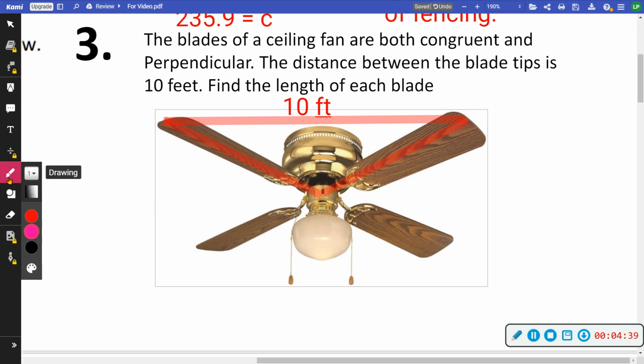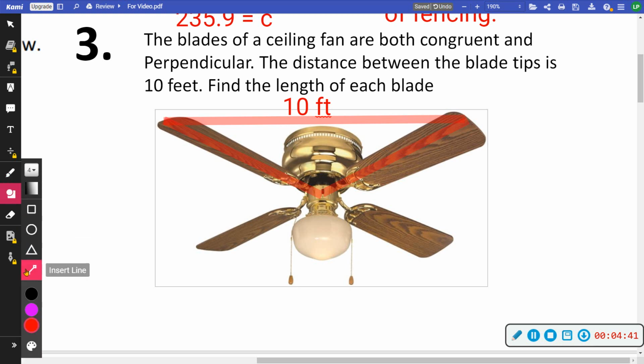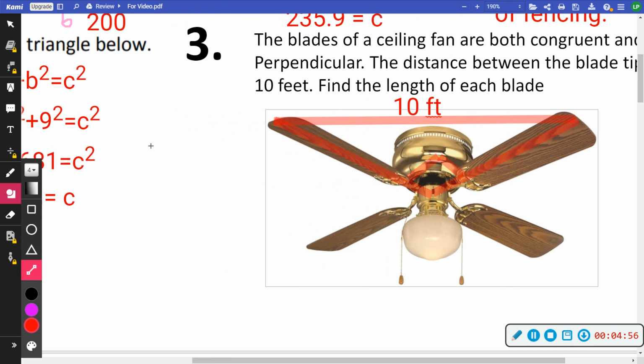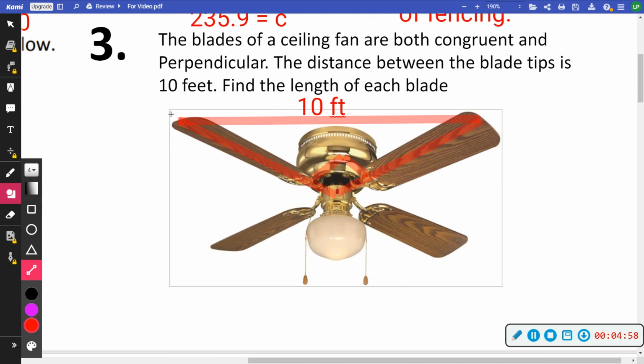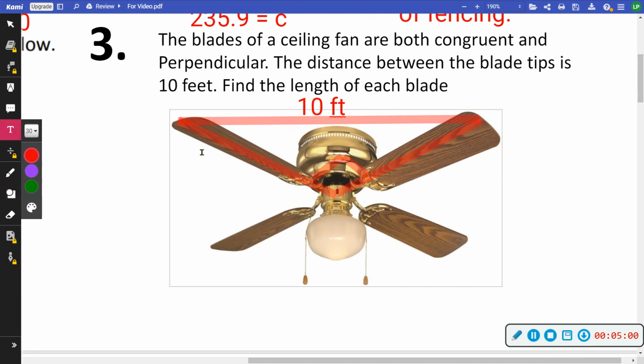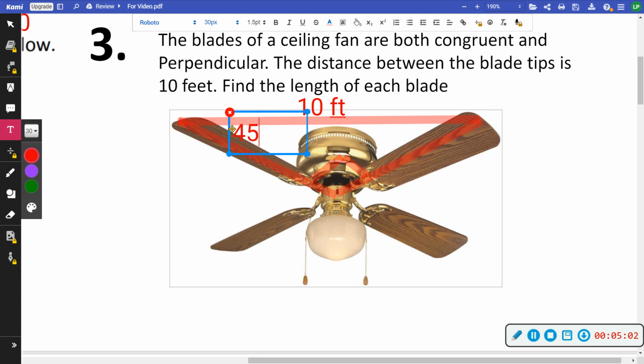And they also tell us that this is a right triangle. I know there's a little space in there, so this won't be an exact answer. But we have a right triangle. We know the hypotenuse is 10, and because the blades are congruent, we also know that this is 45 degrees.